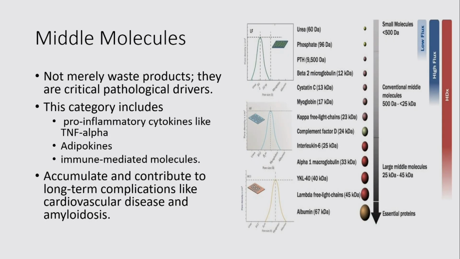So what are these middle molecules? Middle molecules are not merely waste products. They are pathological drivers, which include pro-inflammatory molecules like TNF-alpha, interleukin-6, and adipokines. They are immune-related molecules like complement factor D, etc. And they accumulate and contribute to long-term complications like cardiovascular mortality, amyloidosis, and others.